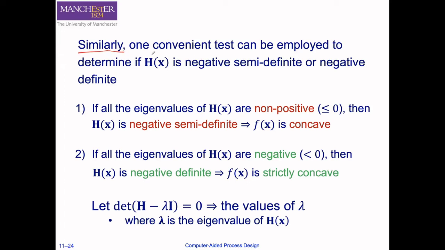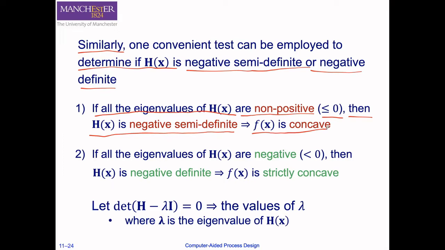Similarly, we can also use the eigenvalues to determine if the Hessian matrix is negative semi-definite or negative definite. That is, if all the eigenvalues of the Hessian matrix are non-positive, that is less than or equal to 0, then the Hessian matrix is negative semi-definite. As we discussed previously, if the Hessian matrix is negative semi-definite, then this function f(x) is concave.